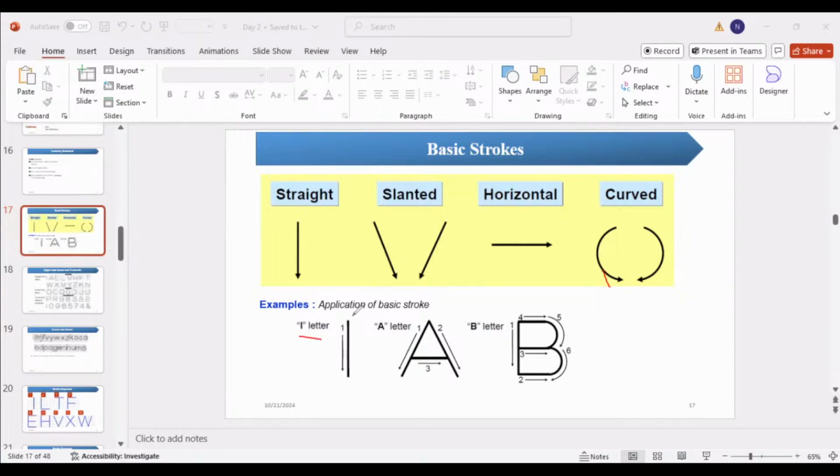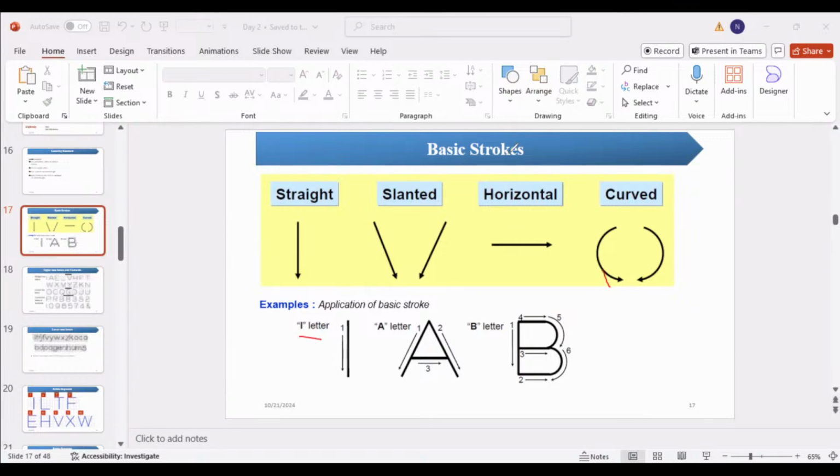So for letter I, we have a straight stroke, right? Then for letter A, we have two slanted strokes and one horizontal stroke across, right?